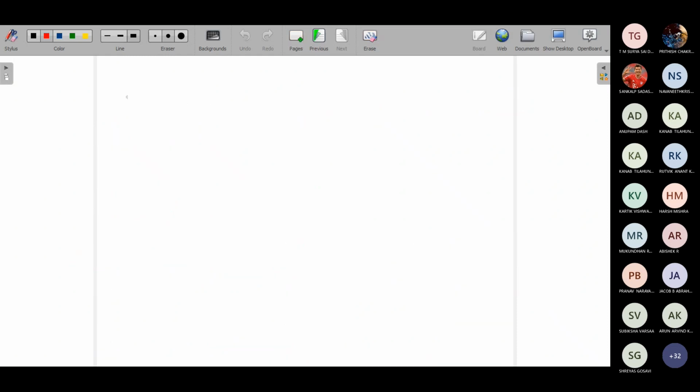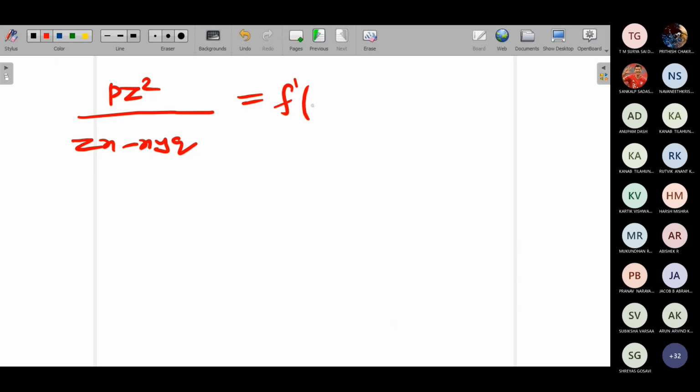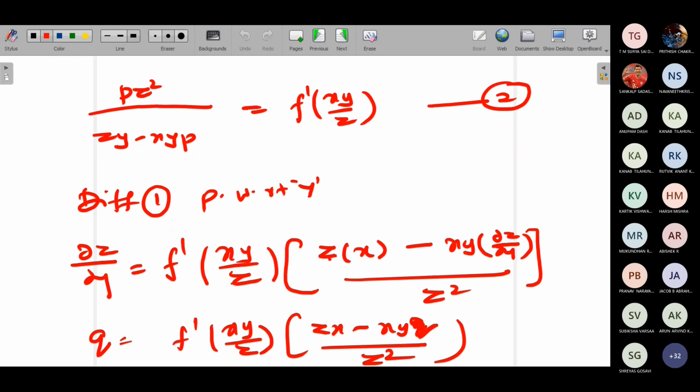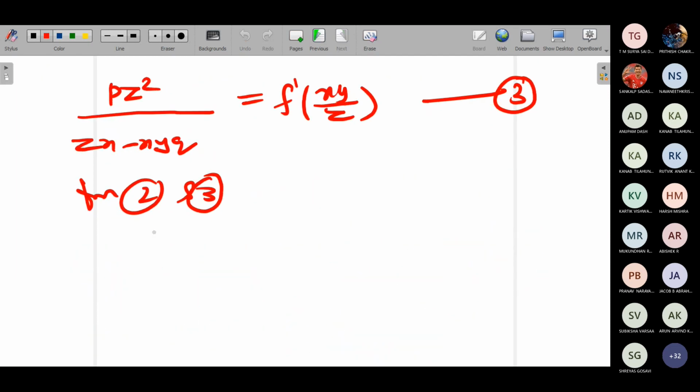Now cross multiply this, and you'll get qz² divided by (zx − xyq) equal to f'(xy/z). Take this as equation number 3. So from 2 and 3, your right hand sides are the same. We will equate the left hand sides. So what is there in the left hand side? We have pz² divided by (zy − xyp).